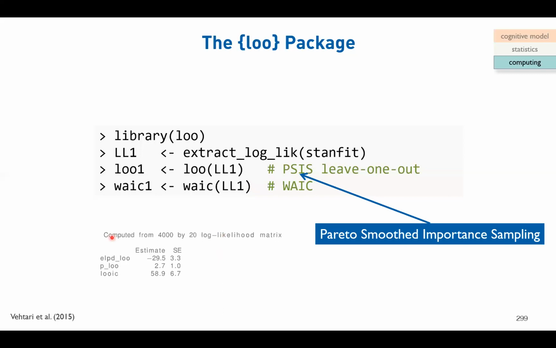Similar to all those other R functions, if you call a calculation, the R function will first return what has been done. So here it says the function is calculating some likelihood matrix from this dimension. 4,000 is the number of samples. 20 in this case means the number of participants. So imagine this will be a log likelihood matrix, 4,000 rows and 20 columns.